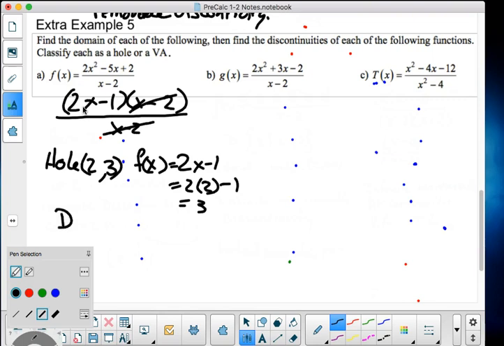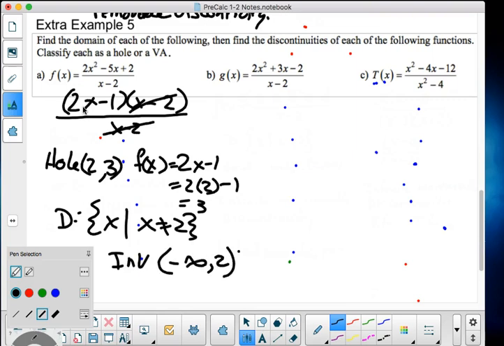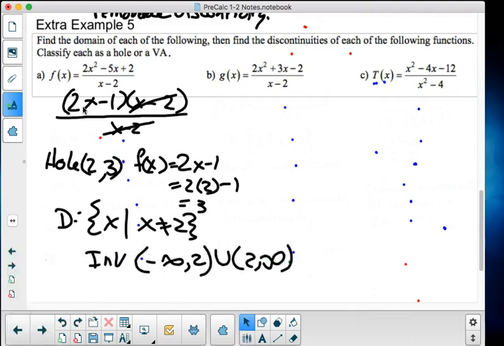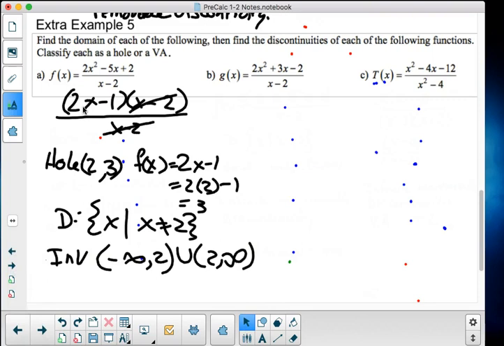Now, from left to right on my function, other than at 2, 3, my domain's great. My domain, they asked me to find my domain here. So I have x cannot be 2. Or if I'm doing interval notation, I go from negative infinity to 2, union 2 to infinity. Does that make sense where I'm getting my information?